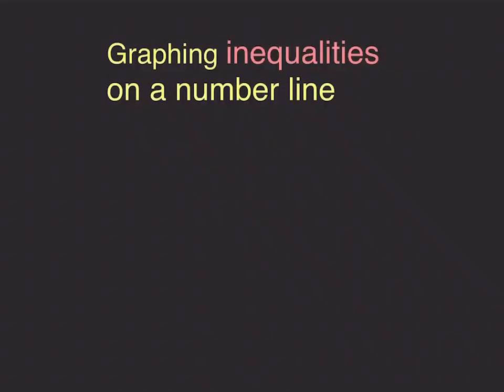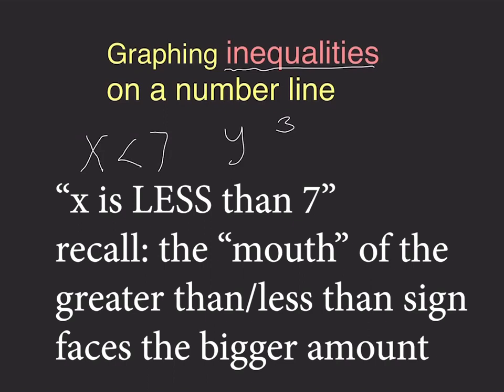I'm going to show you how to graph inequalities on a number line. When we say inequalities, what we're talking about is this: in the past we might have had x equals 7 or y equals 3, but now we're not going to have an equal sign. Instead we'll have a greater than or less than sign, such as x is less than 7 or y is greater than 3.